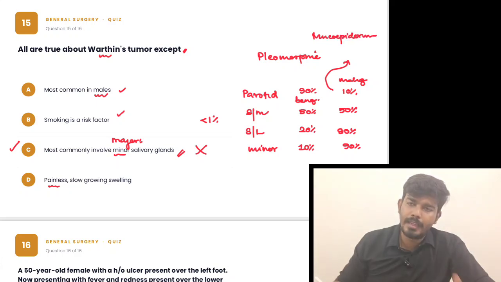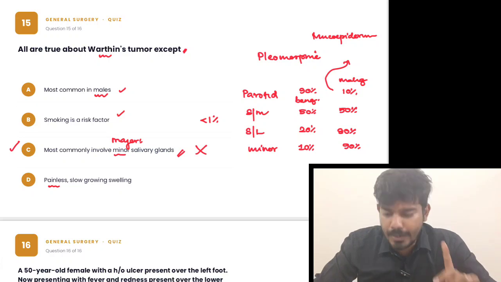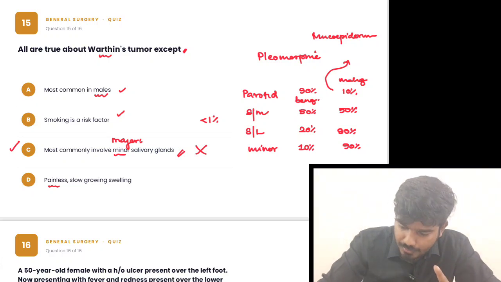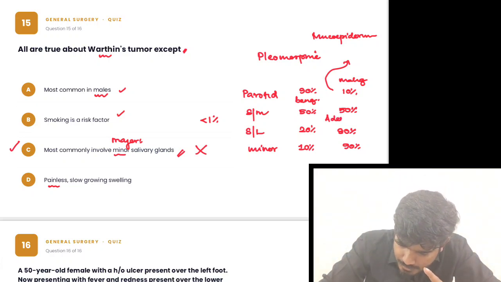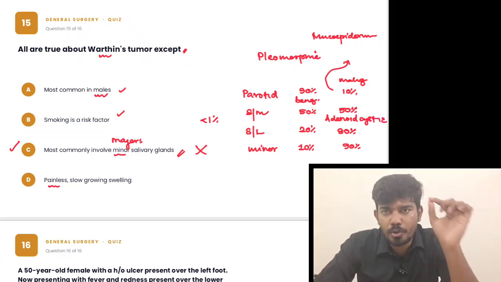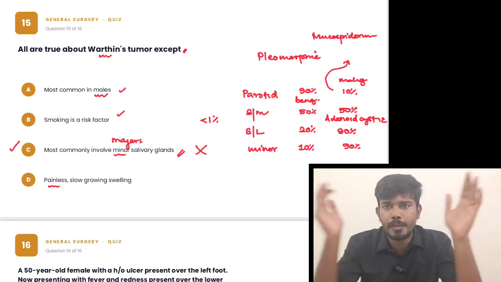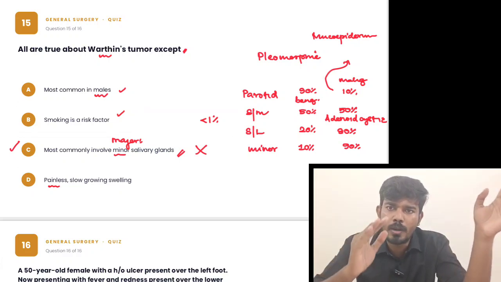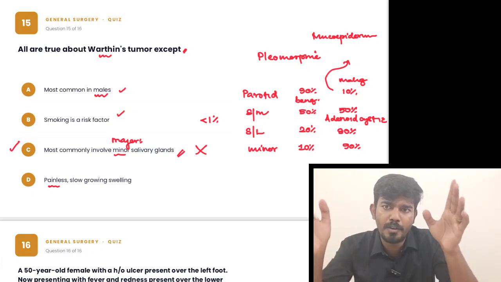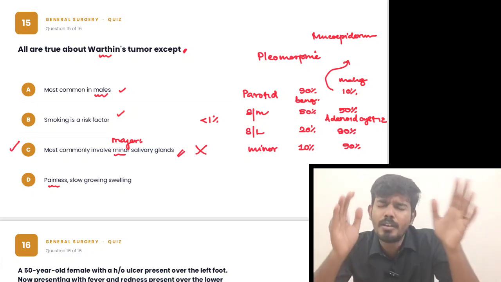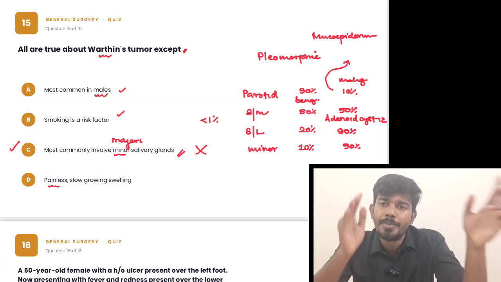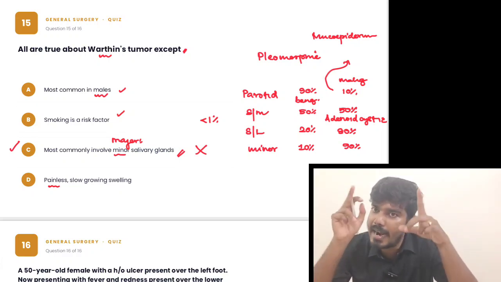Mucoepidermoid carcinoma. Then what is the most common malignant tumor of the submandibular gland? It is adenoid cystic carcinoma. But overall, the most common tumor of the submandibular gland is pleomorphic adenoma, because there is a 50% chance. So the most common tumor of the submandibular gland is pleomorphic adenoma, whereas the most common malignant tumor is adenoid cystic.